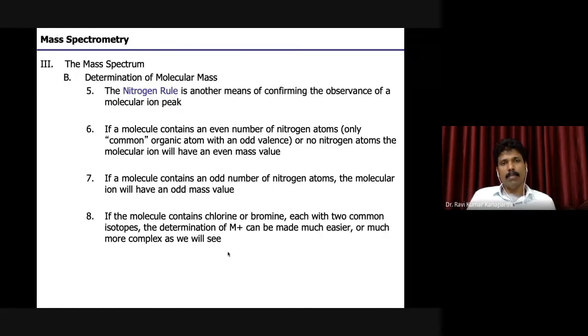Then take another example, like 1,2-dinitroethane, and calculate the molecular mass. Is it even or odd? You have four oxygens, and 4 oxygens means 64. Plus 2 nitrogens, 28. Then there are two CH2 groups, 14 plus 14, 28. So 28 plus 28 is 56, and 56 plus 64 is definitely an even number.